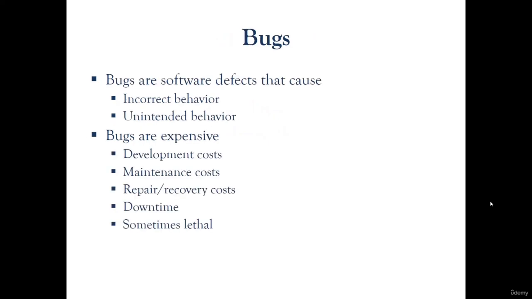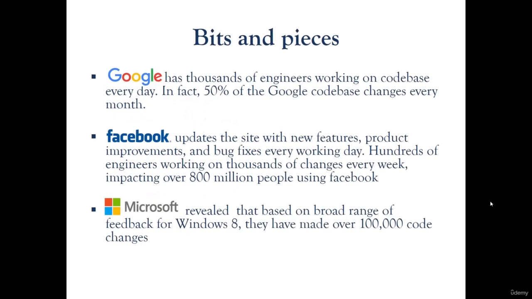Bugs are software defects that cause incorrect behavior or unintended behavior. Bugs are expensive: the development cost, the maintenance cost, repair and recovery cost, downtime cost, and sometimes the legal cost as well. Now, let's take some examples.